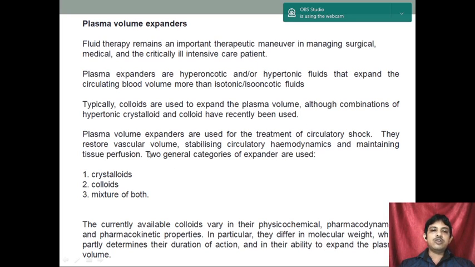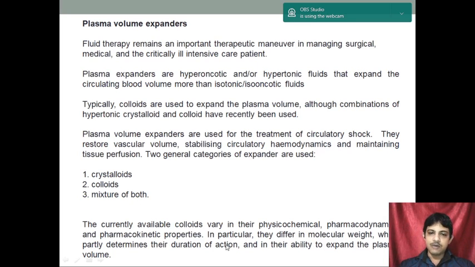They restore vascular volume, so they are helpful in restoring the vascular volume, stabilizing the circulatory hemodynamics, and maintaining tissue perfusion. Now, the two general categories of expanders which are used are crystalloid and colloid. Sometimes a mixture of both can also be used.